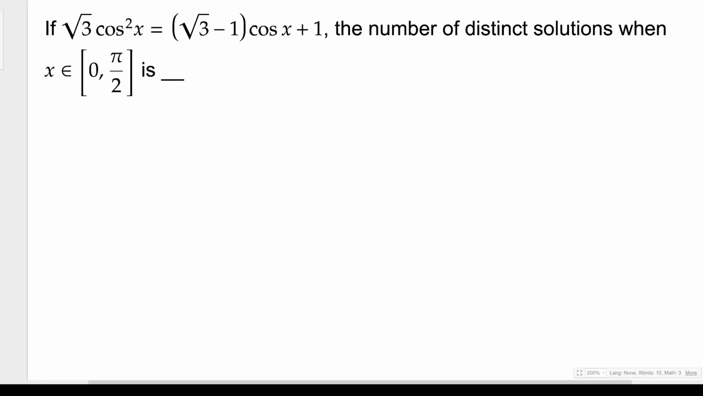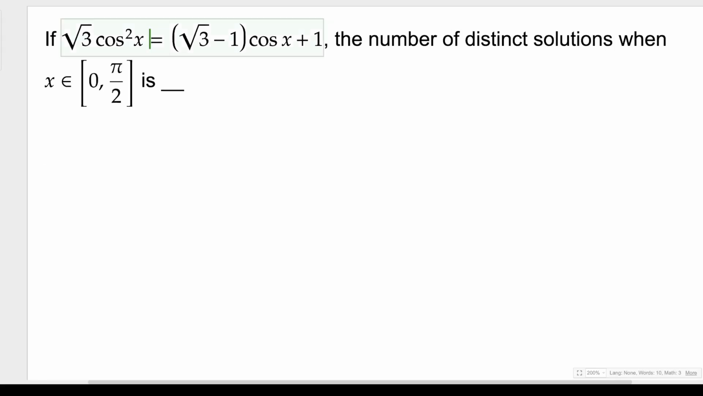So consider this given problem statement. Here we have an equation: square root of 3 times cos x squared is equal to square root of 3 minus 1 times cosine of x plus 1. We need to compute the number of distinct solutions when x is in the first quadrant.